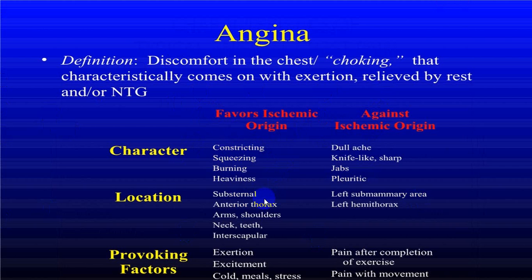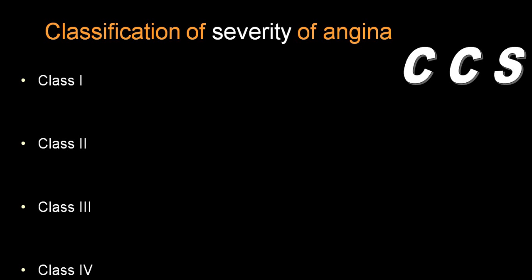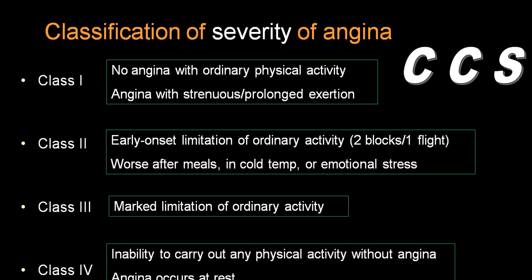This is the character, this is the distribution, this is the provoking factor. Here it is usually by movement of the chest. This is usually lateral pinpointing, or finger-pointing. The character of the pain is sharp pain, pricking pain. Very, very typical. We have already described this before. That is severity: class 1, class 2, class 3, class 4.